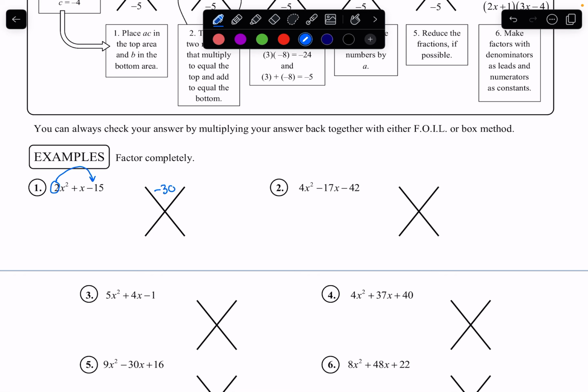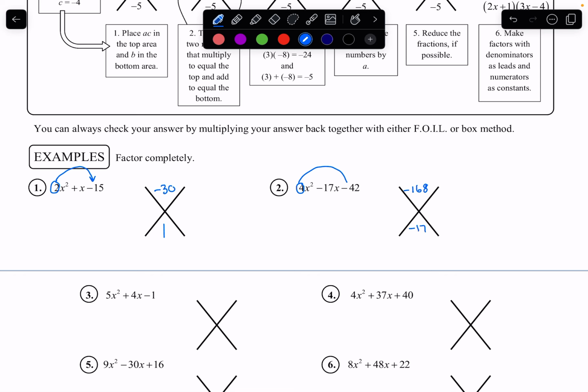On the bottom, I put whatever's in front of the x, which is a 1. That number stays the same, okay? It doesn't change. So on number 2, I've got this 4 in front. I can't factor it out because I've got 4, -17, and -42. I can't get rid of that 4. So to factor this, I'm going to multiply 4 by -42. Geez, that's a big one. -168 is what's going to go on top. And on the bottom, I'm going to put -17.